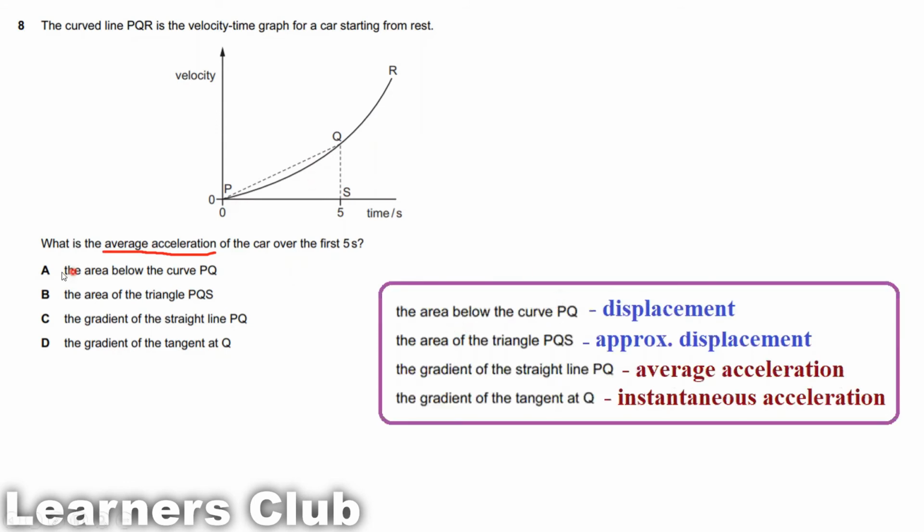So if you're taking option A, the area below the curve PQ, that's going to give you the displacement. If you're taking the area of the triangle PQS, that's going to give you approximate displacement. If you're taking the gradient of the straight line PQ, that will give you the average acceleration. That is, the gradient of a VT graph will give you acceleration. If you get the gradient of the tangent at Q, you're going to get instantaneous acceleration. Since the question says average acceleration, we need to get the gradient of the straight line PQ. Therefore, the option is C.